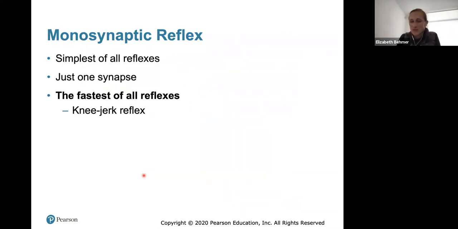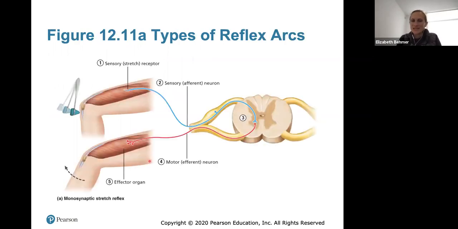A monosynaptic reflex is the simplest of all reflexes. It's just one synapse. It's the fastest of all reflexes, the knee-jerk reflex, and that's what your doctor tests when he hits your patellar tendon with a rubber hammer. So when he does that, he's testing your nervous system to make sure the reflexes are working. Pretty much automatically, as soon as he touches that patellar tendon, that stretch receptor sends up that signal. This motor signal comes out to kick up your leg as it extends it.